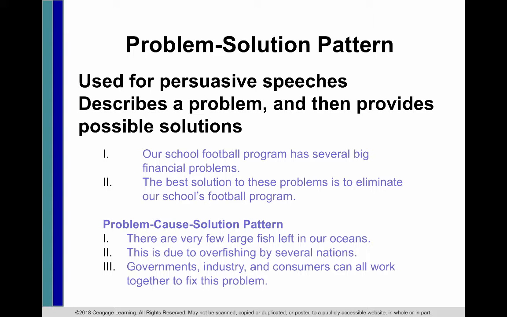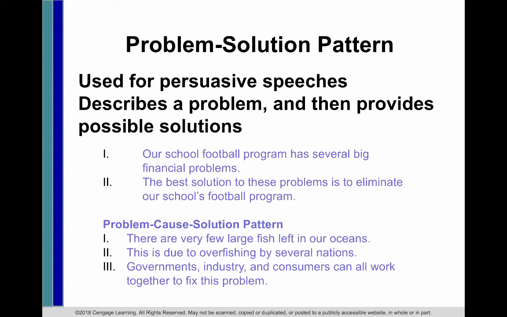There's also an organizational pattern that the book doesn't address here. It's called the problem-cause-solution pattern. It's a combination of cause-effect and problem-solution. This is a great pattern for a persuasive speech in which it's important not just to know the problem, but also its cause, so the solution makes more sense and will be easier to accept.